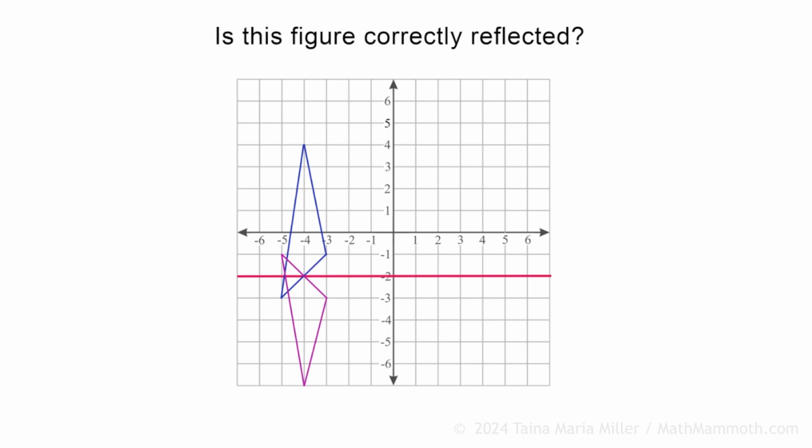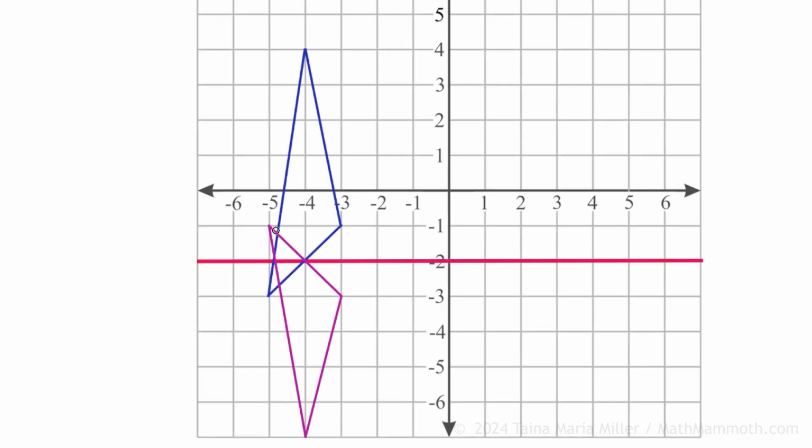And now we can check. We're going to zoom in a little bit to see more carefully, is everything reflected correctly? First of all, this point here, it is 1 unit from the reflection line. And yes, we can see it is reflected correctly. It's 1 unit from the reflection line on the other side. This point, it is 1 unit from the reflection line, perpendicular distance. And again, yes, 1 unit on the opposite side.